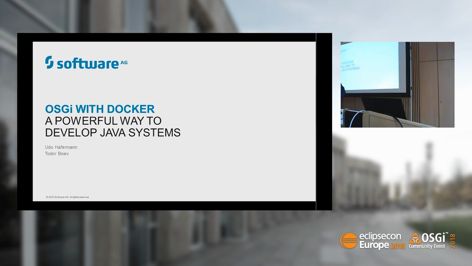And another remark is there are two names on this slide. So one is myself, the other is Todor Boev. We are both architects at SoftwareAG. And Todor is very active in the expert groups in OSGi. He's not present today, but he's very much present in the thinking behind what I'm going to show and in the code that I will also show you.